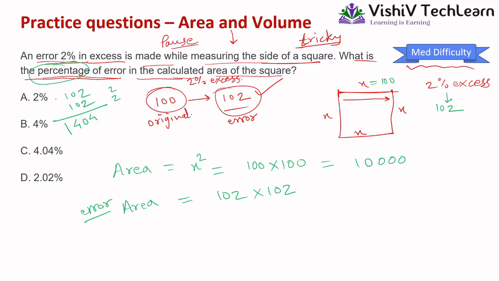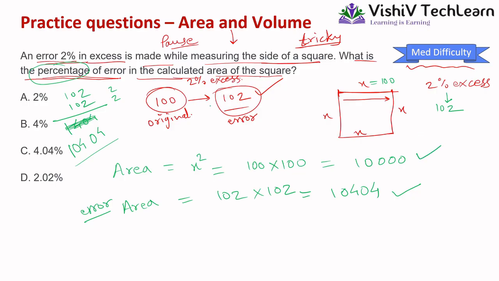I guess we have done some mistake. Let me do it again. 2 2s are 4, then 2 0, 2 0 will be 0, then 1 0 we missed. Yes, correct. 2 1s are 2, 2 1s are 2, so this 4, and here we missed the fourth step, which is 1 into 0 plus 1 into 0 will be 0 and 1 1s are 1. So this will be the multiplication, which is 10404.